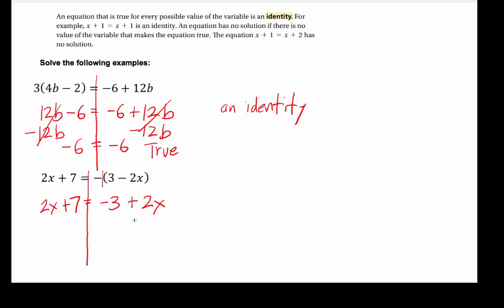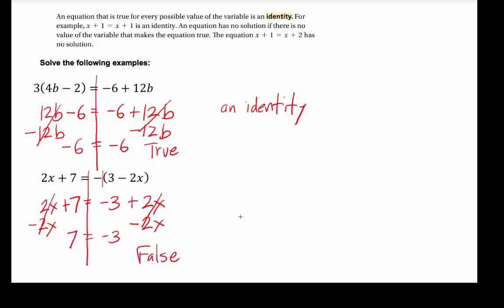Now it's time to start collecting like terms on each side. So I'm going to get my variables on the left. So I'm going to subtract 2x. This gives me a 0. Subtract 2x. Bring down the negative 3. 2x minus 2x. Here I have another case where the variables are completely eliminated from the equation in the solving process. I bring the 7 down. Now I have a statement 7 equals negative 3. That is a false statement.